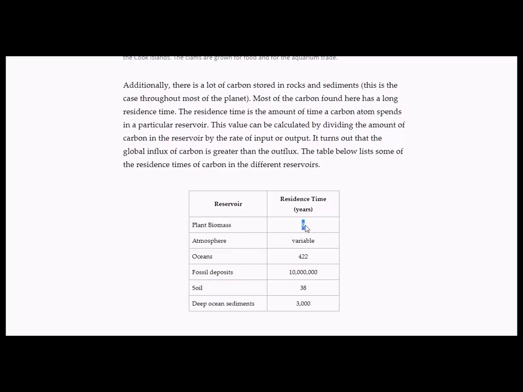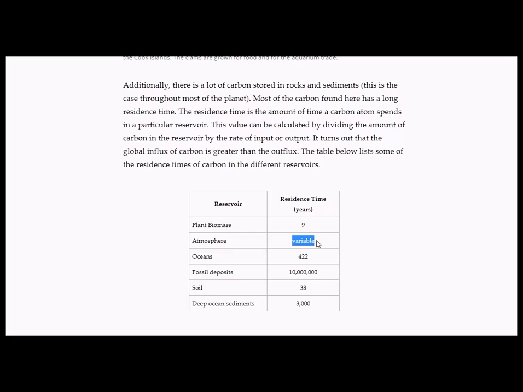So for plant biomass, this is an average, and it's a pretty wide-ranging average. The average time in a plant that the carbon will spend is 9 years. That's like the average lifespan of every plant on Earth, which is a pretty ridiculous average to make, because some plants live 6 months and some live for 3,000 years. So it's a wide-ranging average, but it's still an average. Bottom line is, on average, carbon doesn't spend a whole lot of time stuck in the plants. The atmosphere, it's very variable.